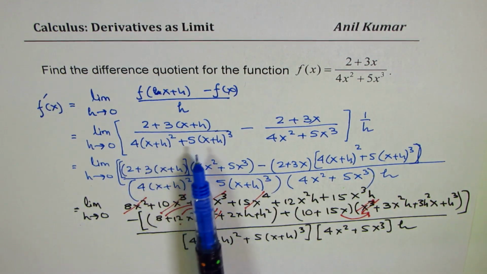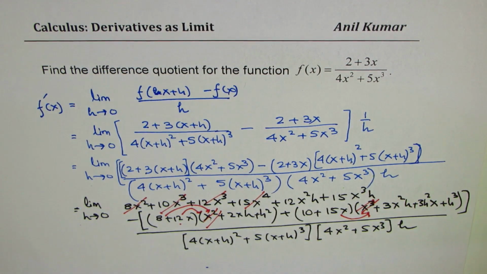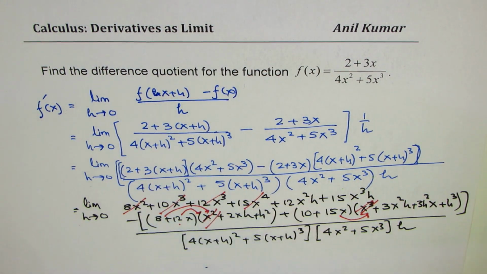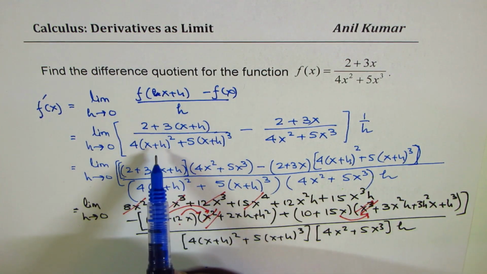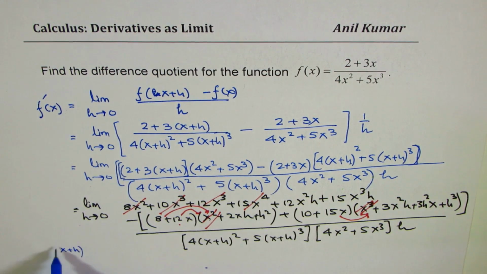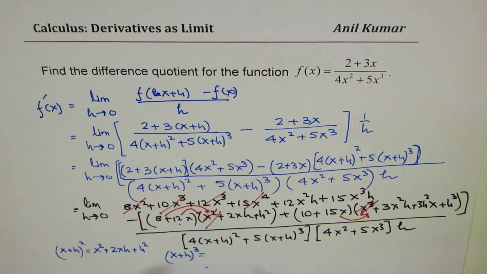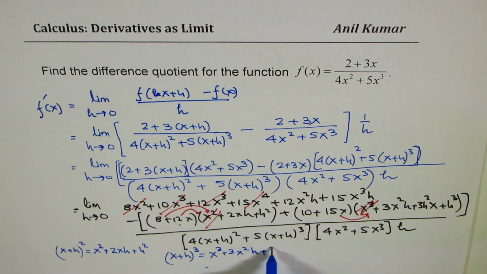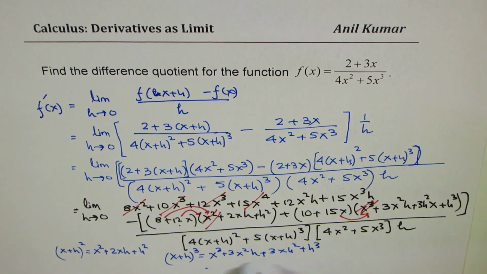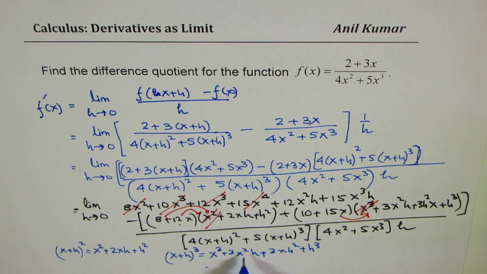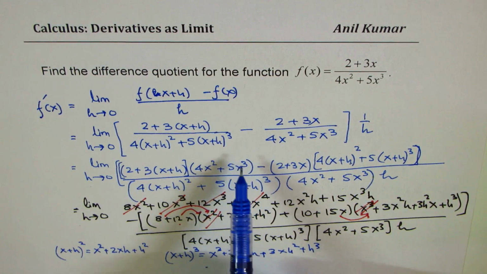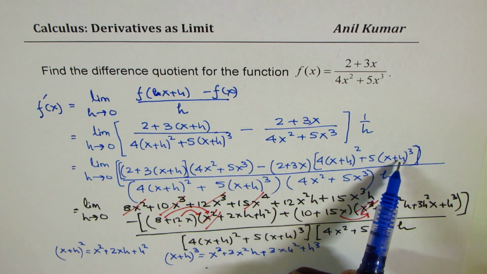That's what we did. Now, you need to expand the terms with x plus h whole square and x plus h whole cube, you know the expansion, which is the term x plus h whole square can be written as x square plus 2xh plus h square, and x plus h whole cube can be written as, I should write a plus h, but this could be expanded as a cube, which is x cube plus 3x squared h plus 3xh squared plus h cubed, right? So we kind of use this expansion to expand the term x plus h whole square and x plus h whole cube, correct?